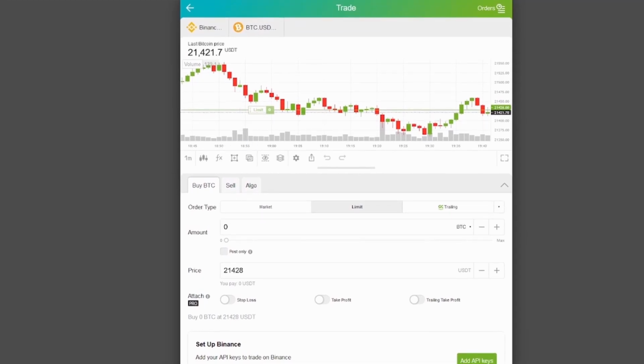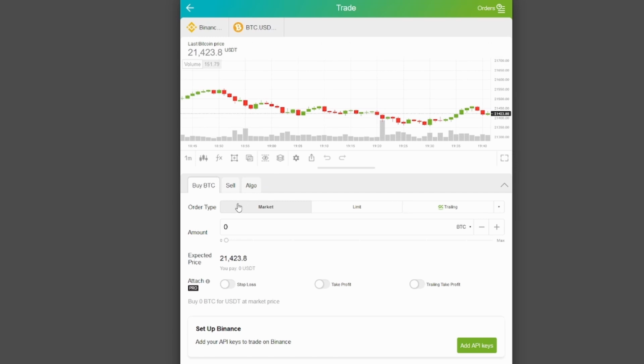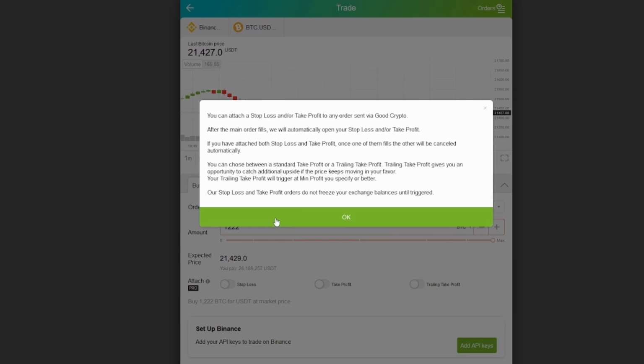So we see $21,400 Bitcoin right now. You can also see that there are many options when it comes to buying Bitcoin. So you can do market, limit, or you can do trailing, which is something that we'll talk about here in a little bit. Market, limit, trailing. You can put the amount in that you want to buy it for. You could do the expected price. This is a pro option here, but you can actually attach a stop loss or take profit to any order sent via GoodCrypto.